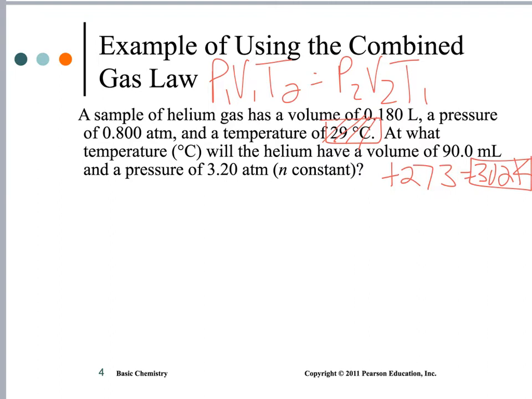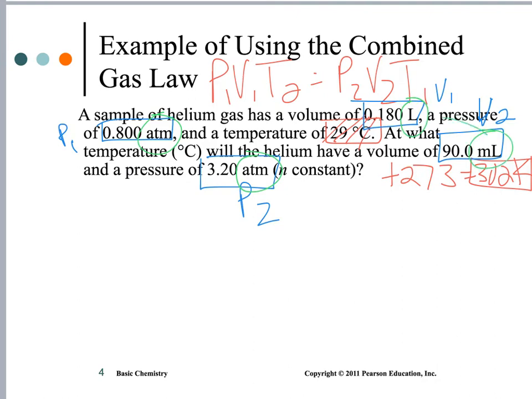Let's go ahead and label what we have. We have volume 1, pressure 1, the temperature in Celsius, volume 2, and pressure 2. Let's check our pressures and make sure they're the same. The good news is in this problem, the pressures are the same. The volume is not the same. Yikes. So we have to convert the volume.